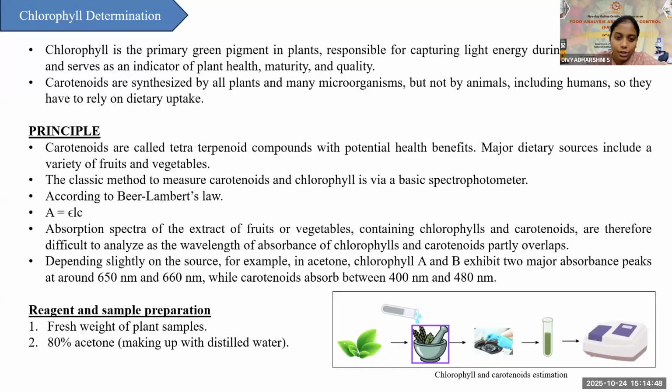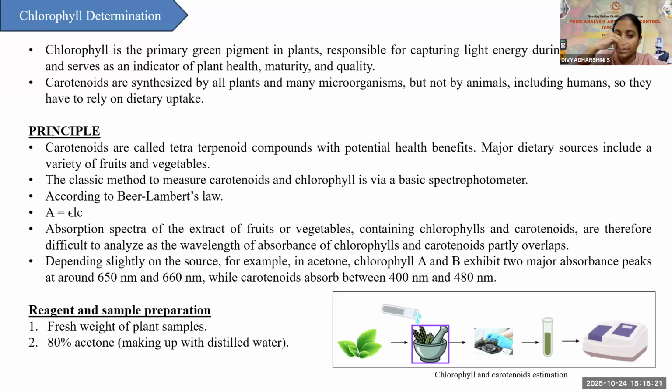So this method measures carotenoid and chlorophyll via basic spectrophotometry. According to Beer-Lambert's law, absorbance is directly proportional to the molar extinction coefficient, the path length of the solution, and C, the concentration of the sample. So if the concentration is higher, the absorbance is higher. If we reduce the concentration, the absorbance is also affected. So make sure that we are using the correct concentration to get the right result.